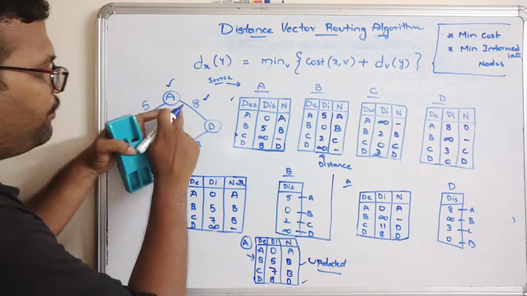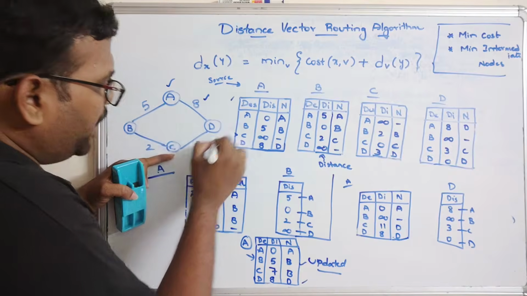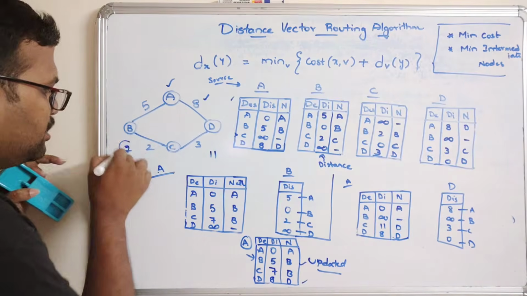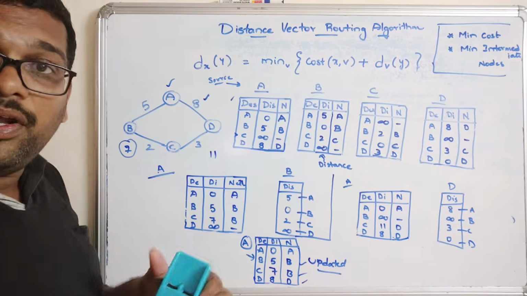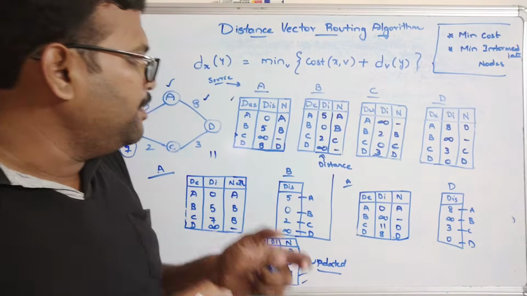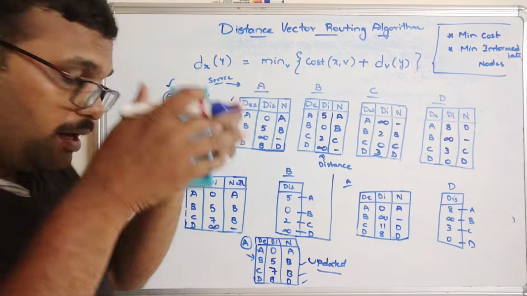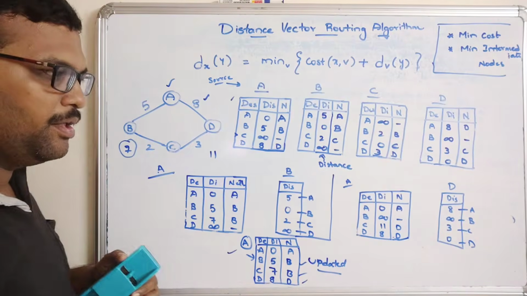And if the packet wants to be transmitted from A to C, so through D it is 11, through B it is 7. So what we have to consider? So 7 with B. So periodically, time to time, the routing tables will keep on being updated. Now the routing table of router A is this one.